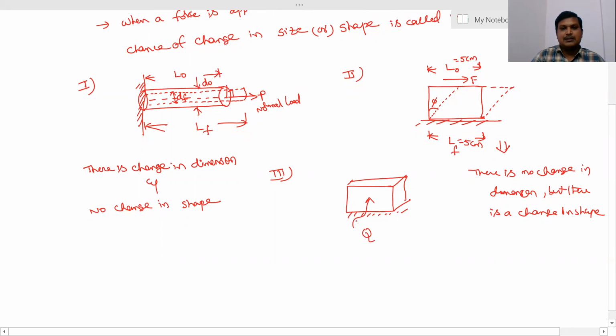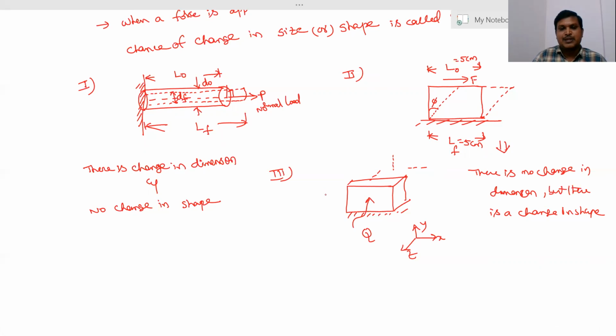Coming to case 3, when you apply heat to this body, what happens? The body is not constrained; it is simply placed on a floor in a stable condition. This is the x direction, this is the y direction, this is the z direction. In the x, y and z directions, the body changes its dimension. So whenever you apply heat, the body will definitely undergo some deformation in the respective directions.